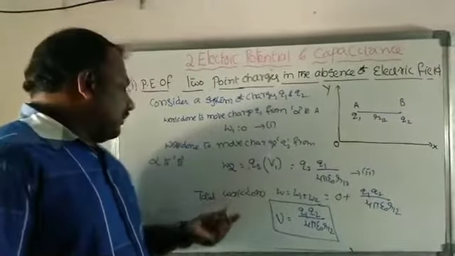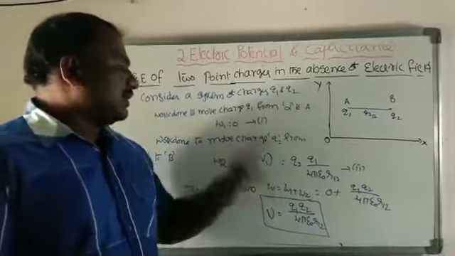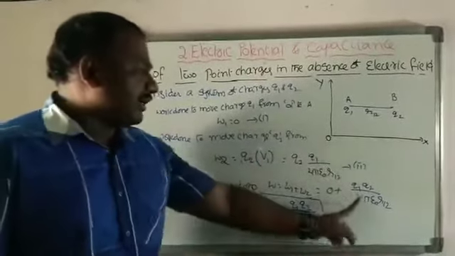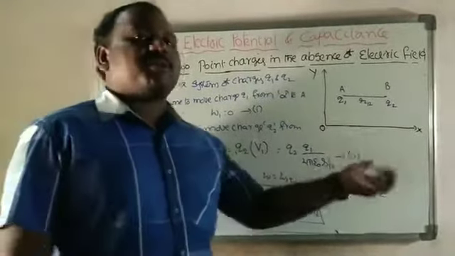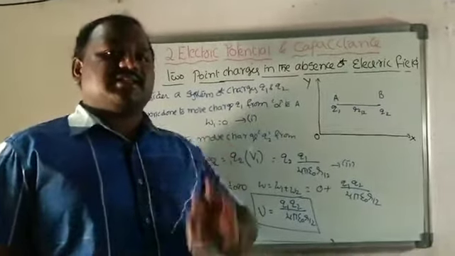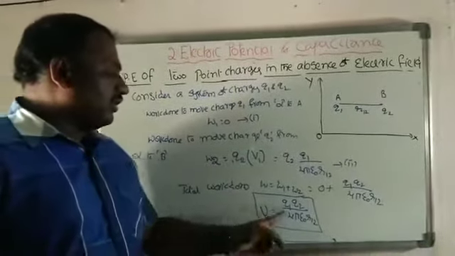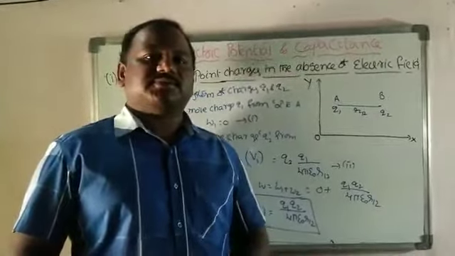And here we have to take the total work done. The total work done is nothing but W1 plus W2. Addition of these two, we get the total work done to bring the two charges in the absence of electric field. That is the total potential energy. Therefore, total potential energy U is equal to Q1 Q2 by 4 pi epsilon naught R12.